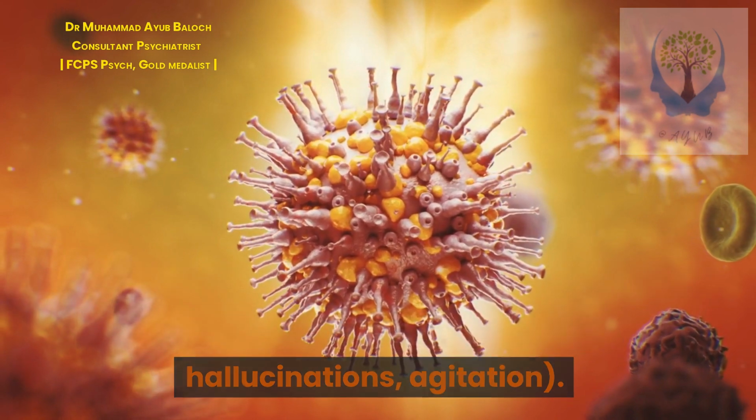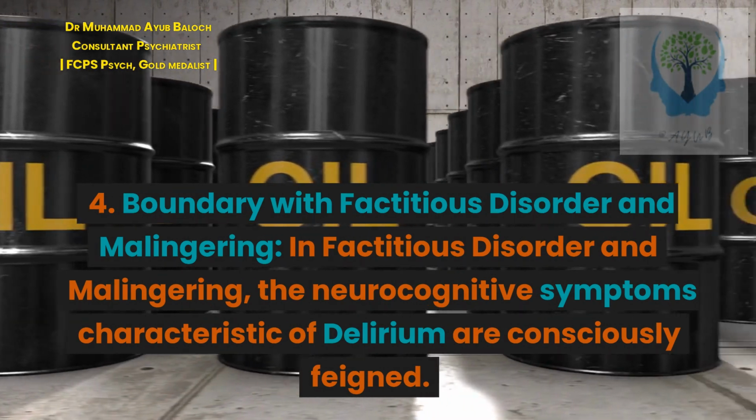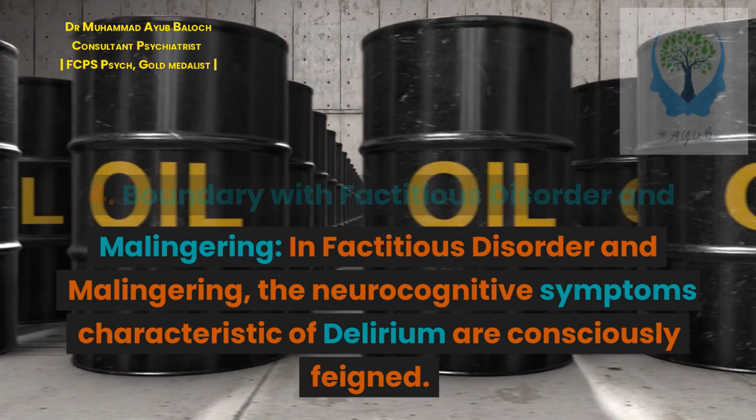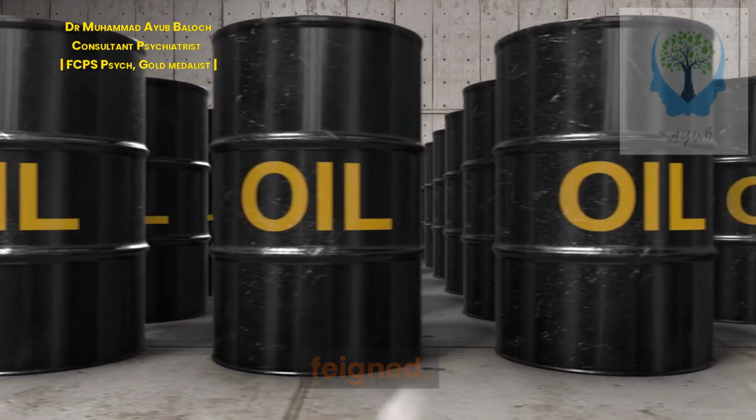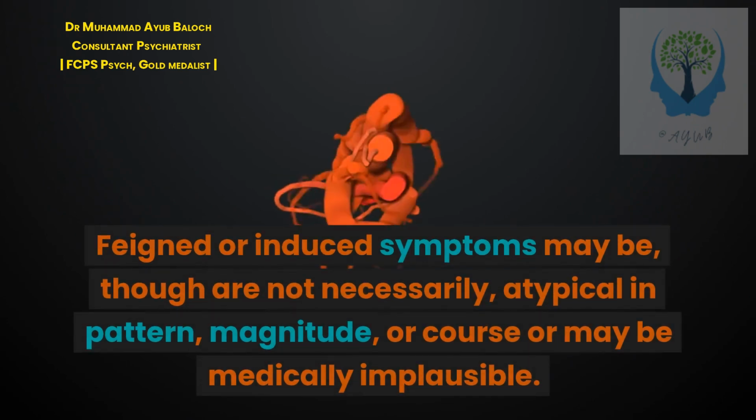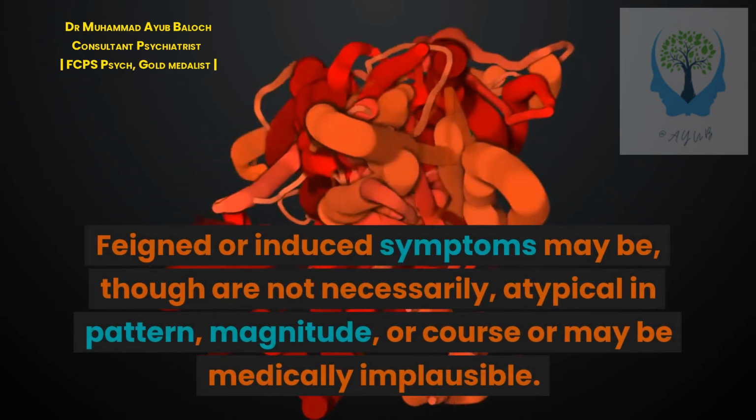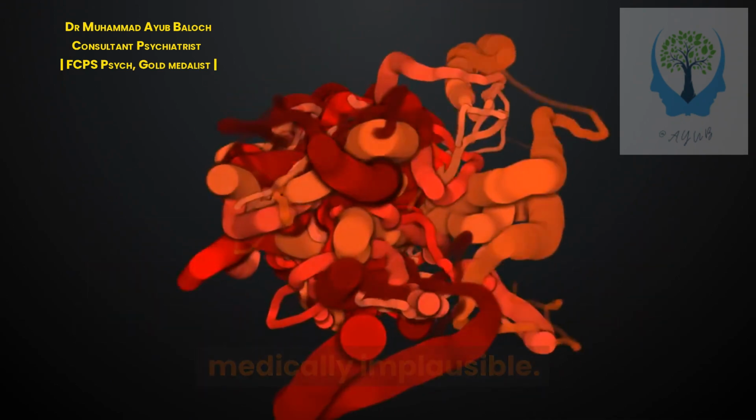4. Boundary with factitious disorder and malingering. In factitious disorder and malingering, the neurocognitive symptoms characteristic of delirium are consciously feigned. Feigned or induced symptoms may be, though are not necessarily, atypical in pattern, magnitude, or course, or may be medically implausible.